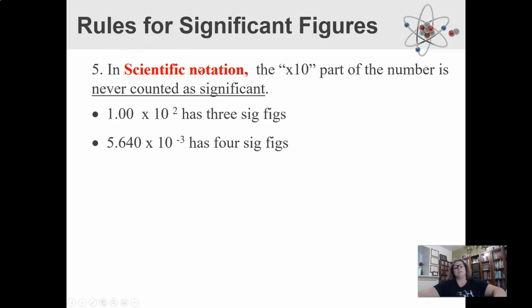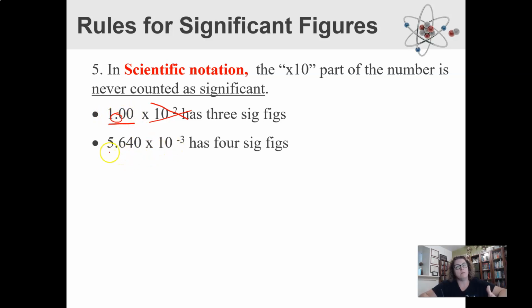In scientific notation, my very last rule before we start practicing, students get a little confused about that times 10 because, like I said, they think that means 10 zeros or 3 zeros or 5 zeros, and it means you move the decimal that many places. So this number right here, we do not even need to look at this part of it to figure out significant figures. Now, moving a decimal, absolutely it matters, but for figuring out sig figs, it doesn't matter to us. So if I have 1.00, I see 3 sig figs because the zeros are placed after the 1 and it contains a decimal.